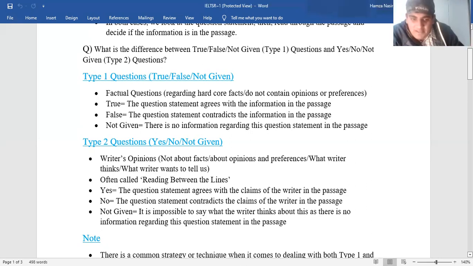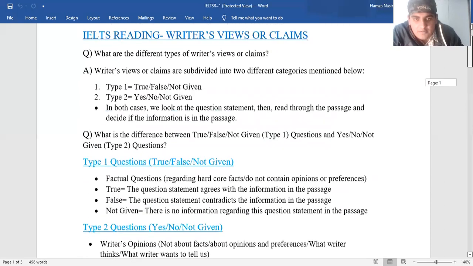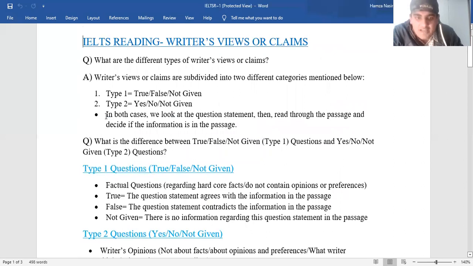All right, so this is a summary, you can say, of the two question types. That being said and done, moving on to the note, there is a common strategy or technique when it comes to dealing with both type 1 and type 2 questions. As you see over here, no matter which question type it is, first you look at the question statement, that is like your basic blueprint. You look at the question statement, then you read through the passage in depth, and then you decide if the information is in the passage, okay?